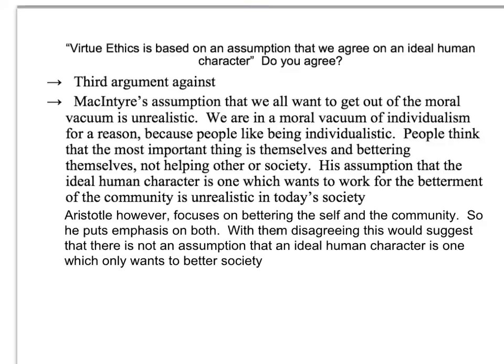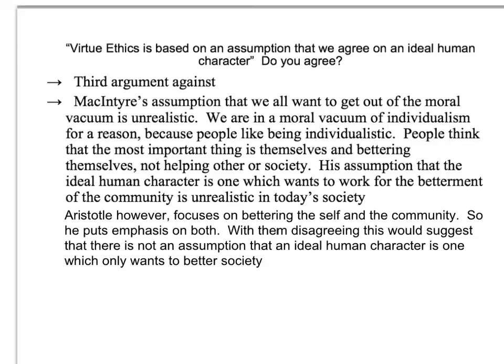So our final point here is that MacIntyre's assumption that we all want to get out of the moral vacuum is just unrealistic in today's society, and an assumption that an ideal human character must involve a desire to get out of the moral vacuum is just unrealistic. We're individualistic in today's society, and we're individualistic for a reason, because people like being individualistic, and so he puts too much emphasis on assuming that an ideal human character involves a desire to get out of the moral vacuum.